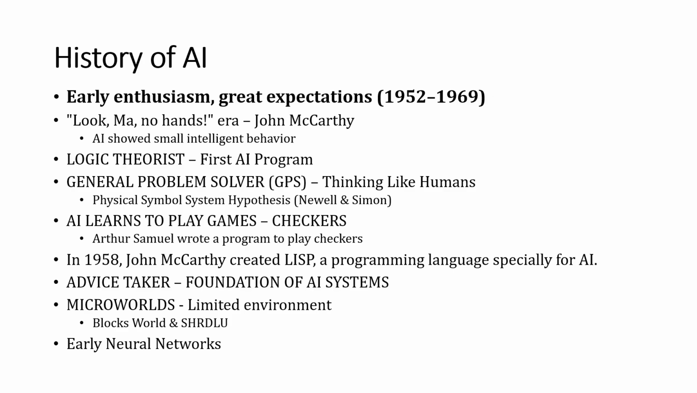Then early neural networks. Some researchers said, instead of logic, let us copy the brain. So they developed the perceptron. These models could learn patterns. This is the starting point of today's deep learning. All these systems worked well only in small environments. They failed in real-world, complex situations and common sense reasoning. This led to disappointment, which later caused the AI winter.